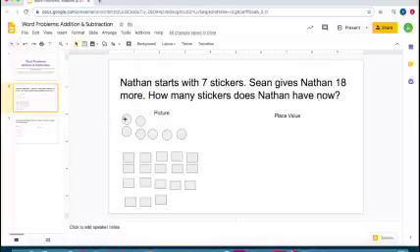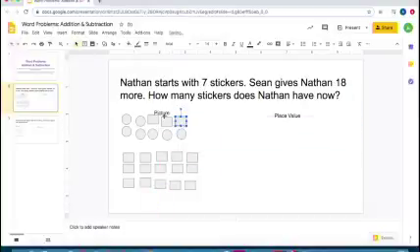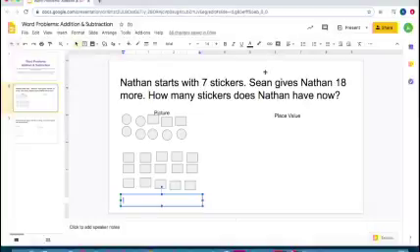We could start at 1 and count each one. We could start at 7 and count on. We could start at 18 and count on 7 more. Or we can turn this into groups of 10. So if I move some of these stickers up, we can see that now we have 5, 10, 15, 20, 25. The number sentence that goes along with this is 7 plus 18 equals 25.